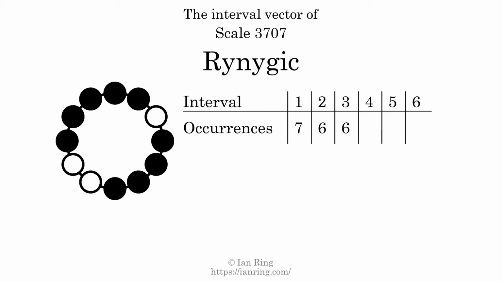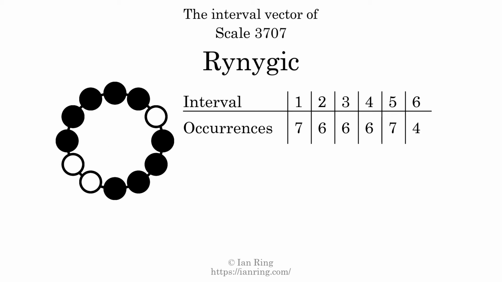There are 6 intervals with the size of 3 semitones. They are here, here, here, here, here, and here. There are 6 intervals with the size of 4 semitones. They are here, here, here, here, here, and here. There are 7 intervals with the size of 5 semitones. They are here, here, here, here, here, here, and here.